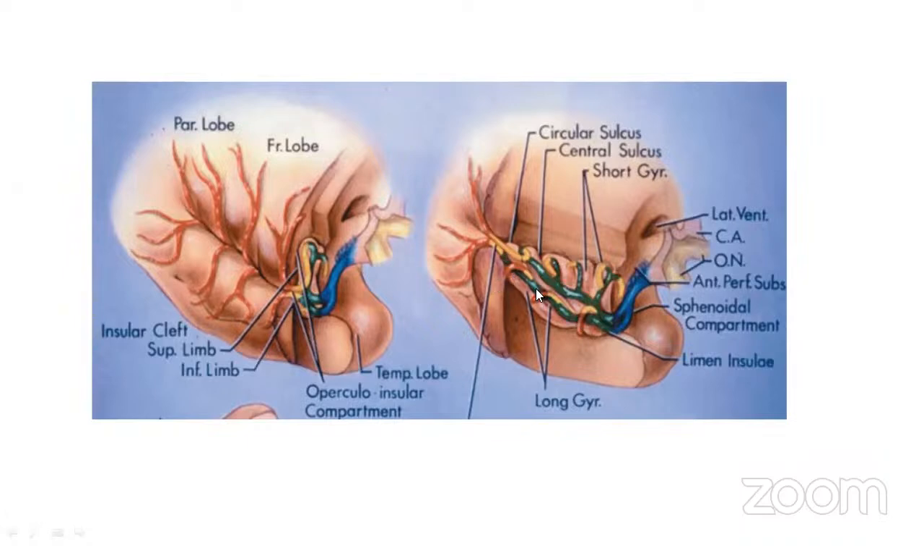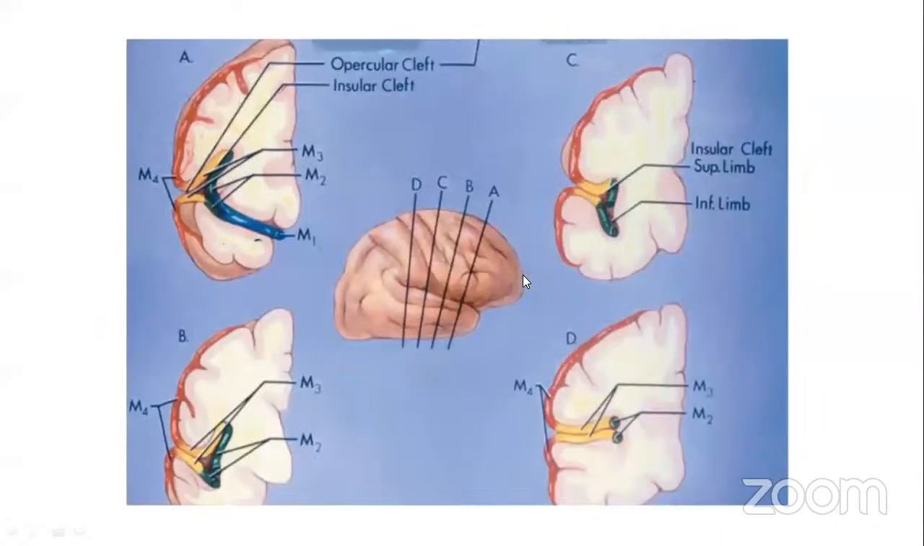Here, your M2 segment would end, that is, the insular segment would end here, and this would be followed by the yellow colored segment, which is the opercular segment. So we have already remembered the names by now.